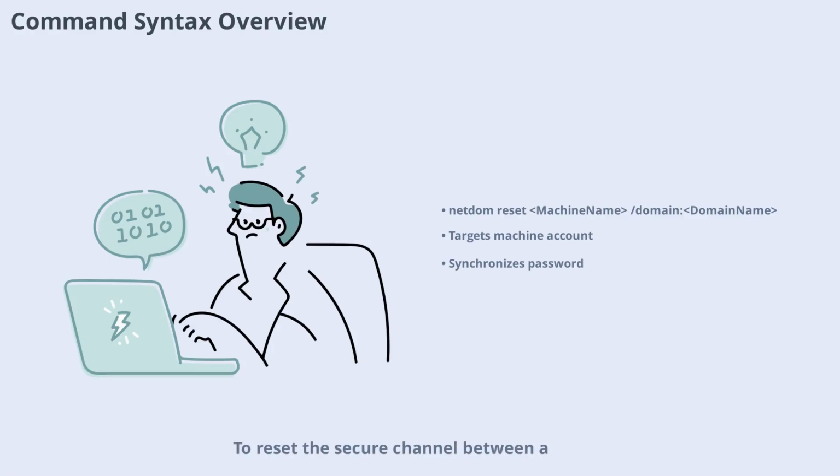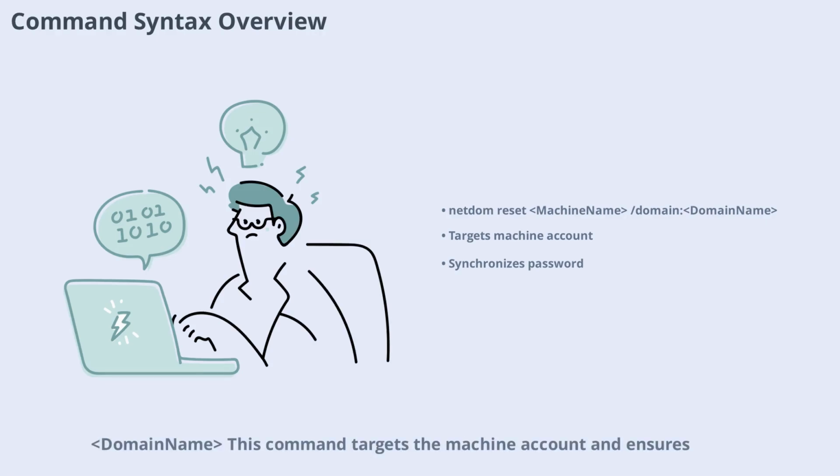To reset the secure channel between a workstation or domain controller and a specific domain, use the following syntax: netdom reset machine name. This command targets the machine account and ensures its password is synchronized with the domain's authoritative directory, restoring trust and enabling replication.